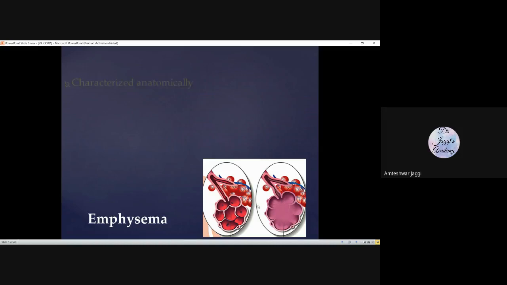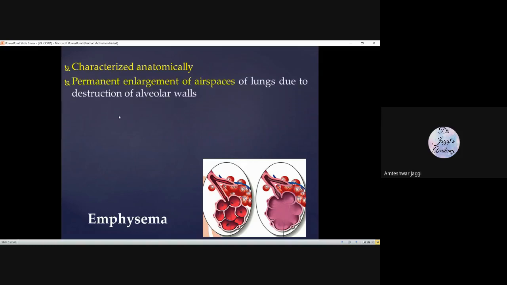Why have I shown the figure? The reason is because this is how it is characterized. It is characterized anatomically. This is the characteristic feature of emphysema. That means permanent, and this is permanent because the walls have been destroyed. This is irreversible, permanent enlargement of air spaces. Why is the enlargement appearing? Because the alveolar walls are destroyed. The merging has taken place.